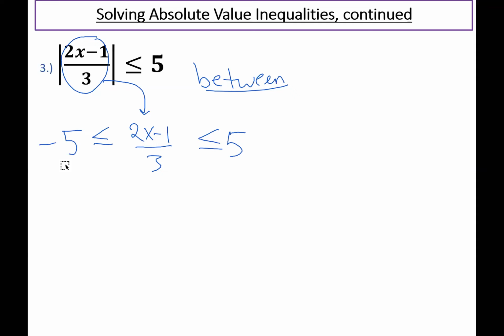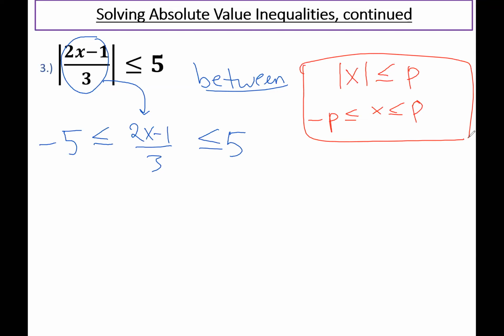Again, the thing we're modeling after right now, I'm just going to rewrite it. If you have the absolute value of x less than or equal to p, that means you're between -p and p. That's kind of our guideline. So we've set it up between -5 and 5. What do we do now? Well, now there's something that we need to solve. X is not by itself. This is an actual problem to solve.